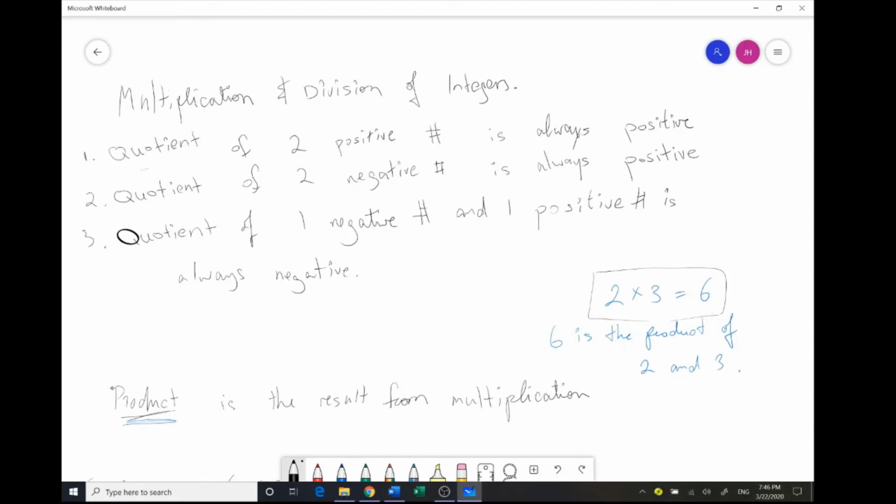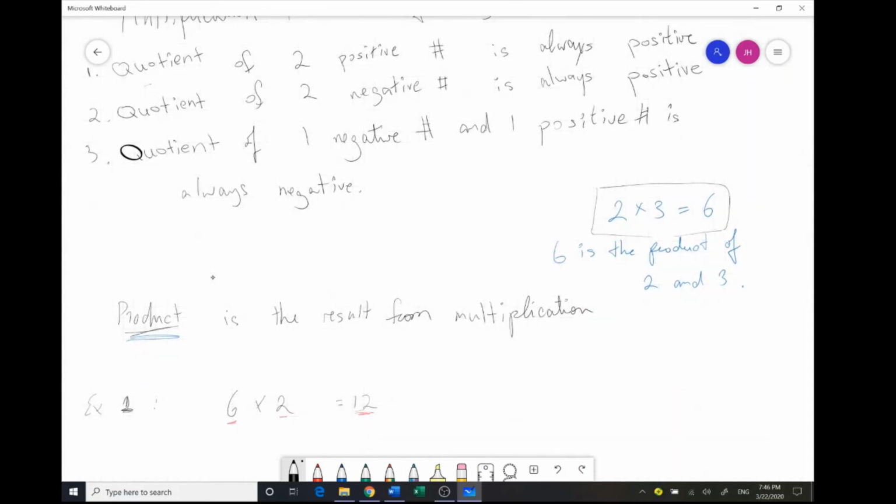And so, what do we mean by quotient? Quotient is the result from divisions.